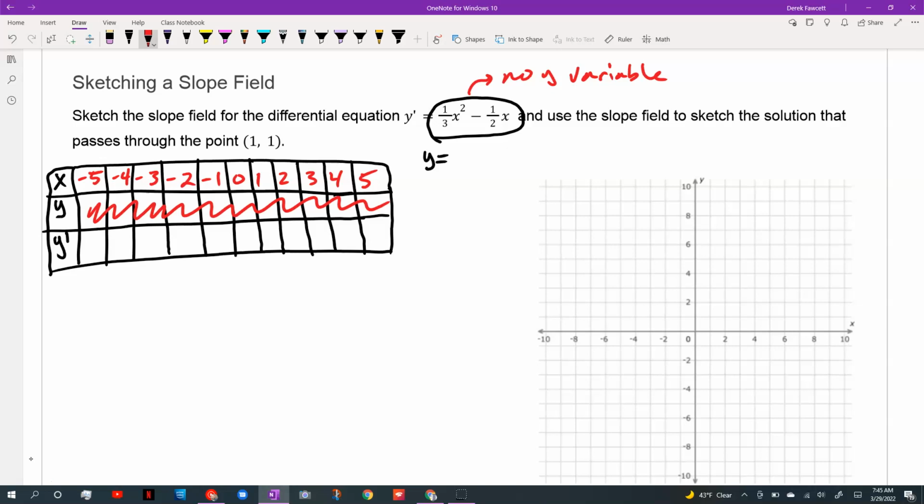So plug this into a calculator, and then you can easily get the rest of your table. When we do that, I'm going to fill in the rest of these real quick on y prime. If you want to go ahead and try that, see how you do. Now we have our y prime values. Again, y doesn't matter. And since y doesn't matter, since there is no y in the equation of the derivative, the differential equation y prime, the slopes are the same vertically.